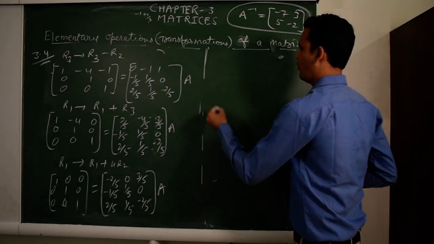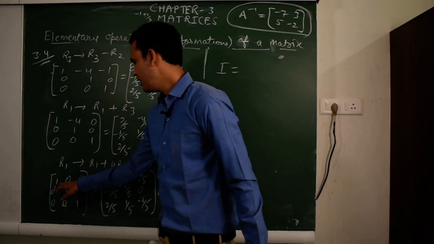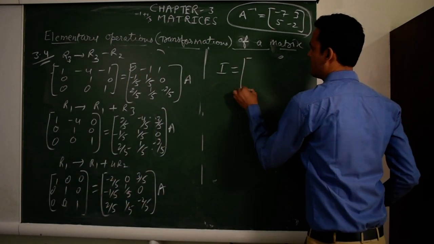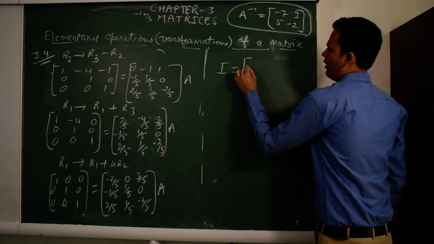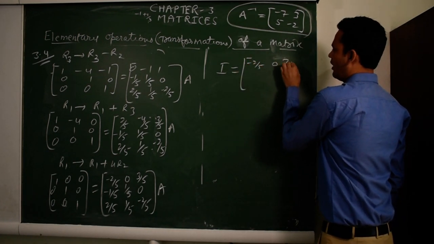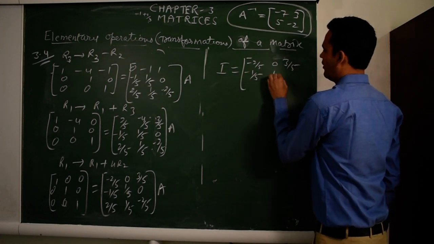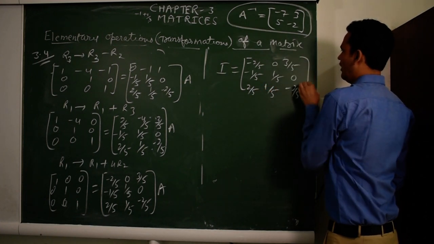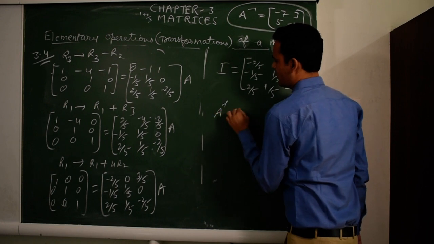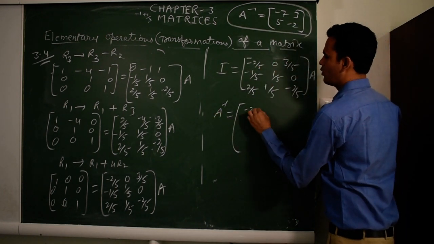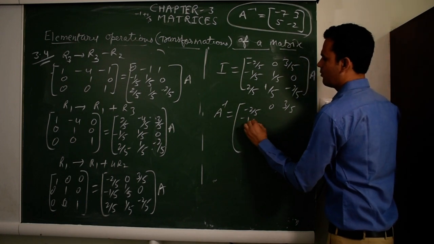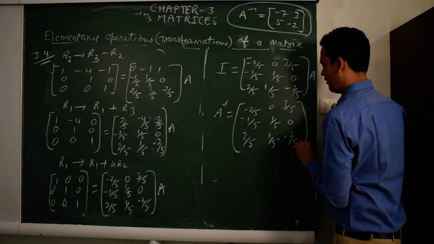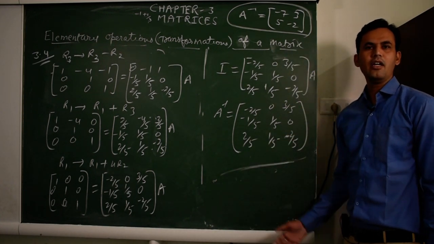Now in LHS we have I, identity matrix of order 3 by 3, 1 0 0 0 1 0 and 0 0 1, and this is called B. Minus 2 by 5 0, 3 by 5, minus 1 by 5 1 by 5 and 0, 2 by 5 1 by 5 and minus 2 by 5 and A. So A inverse is this, minus 2 by 5 0, 3 by 5, minus 1 by 5 1 by 5 and 0, 2 by 5 1 by 5 and minus 2 by 5. So this is the inverse of 3 by 3 matrix.